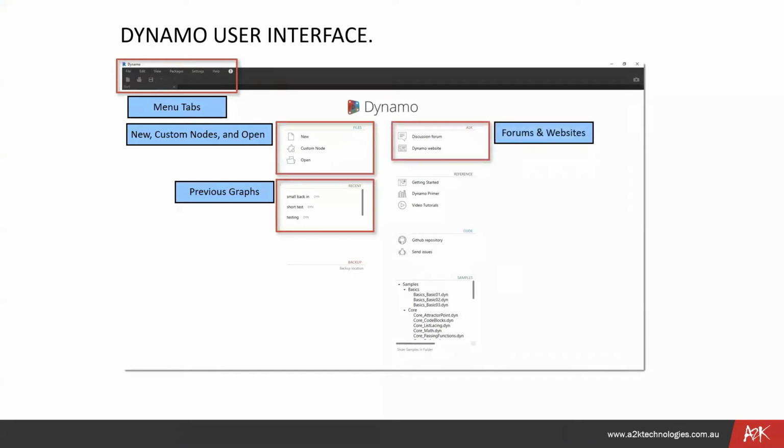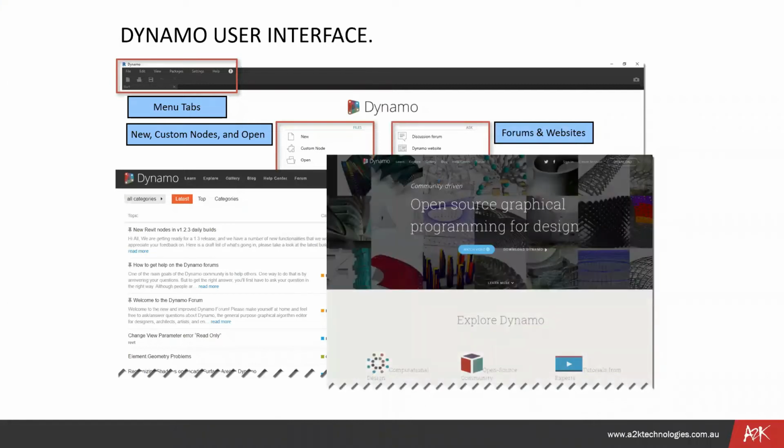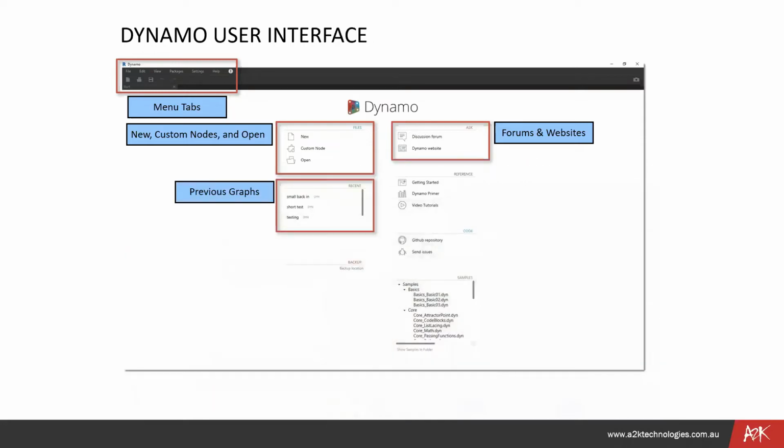The forums and websites, like I said, the forums are very active. That's the forums there, if you follow that link. You've also got a lot of the training material on here as well. They do some training on that. It's generally just some YouTube videos and the like. It's pretty good. We've got our learning references there, so there's the getting started and the Dynamo primer, and like I said, video tutorials all through that reference there.